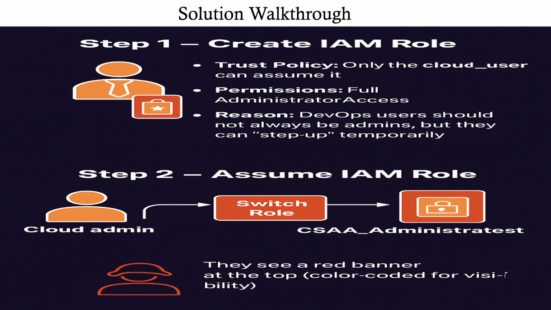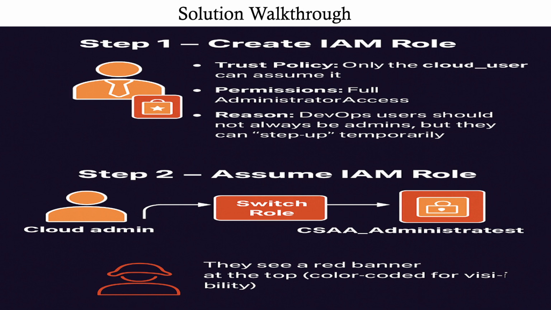Step 1, we create the IAM role. The cloud admin creates a role named CSAA_administrator test. The trust policy says only our cloud user can assume it. Then we attach administrator access. You can think of this like a master badge kept in a lockbox, only issued when special work is needed.